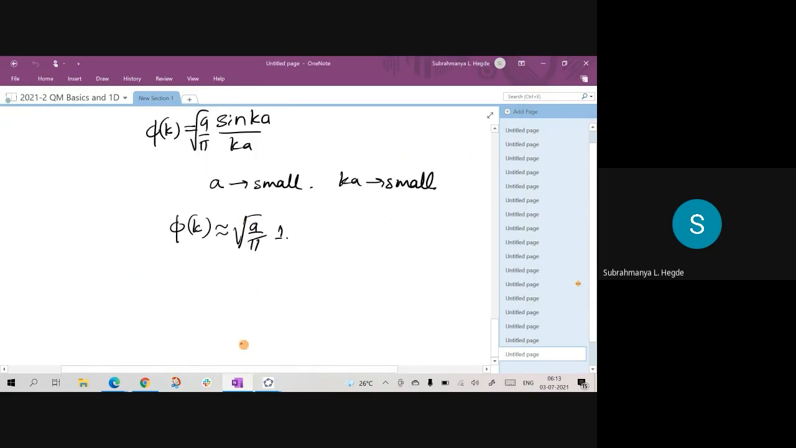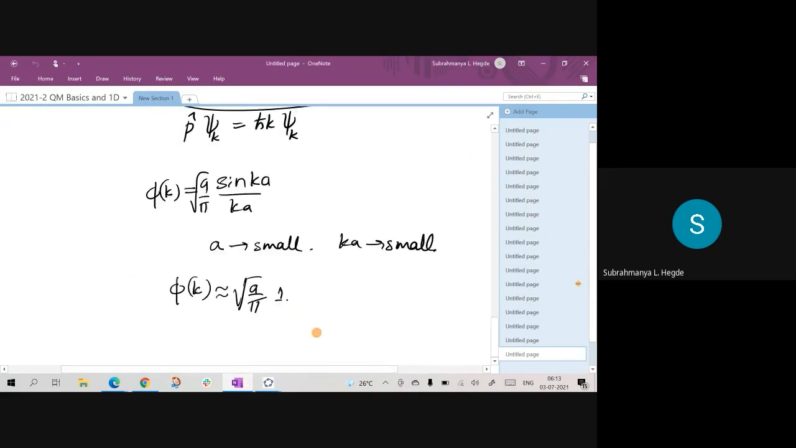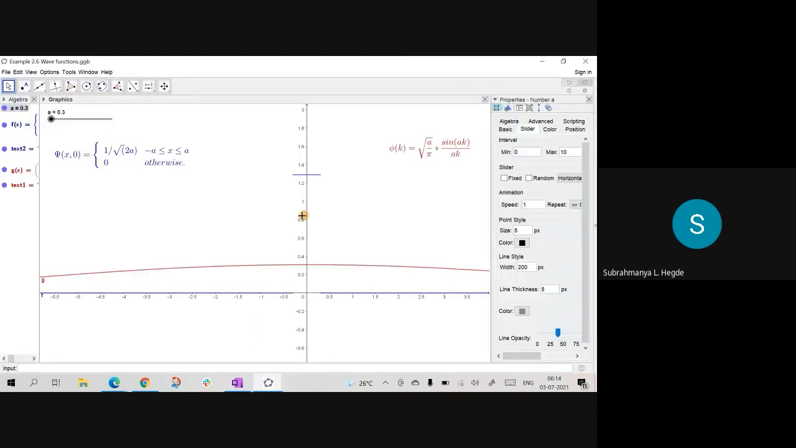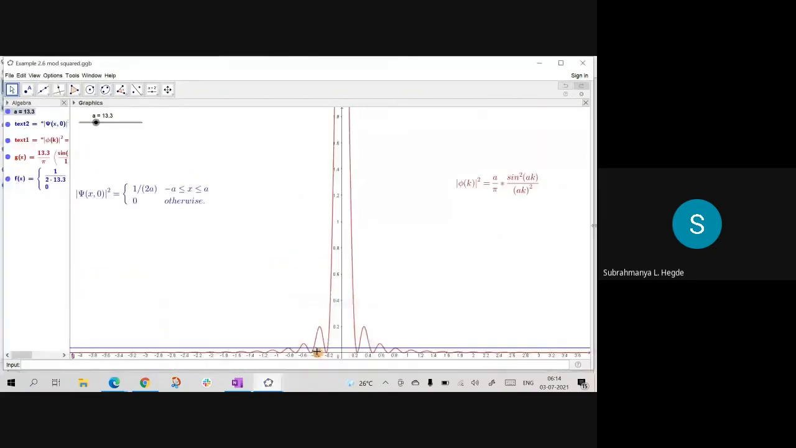Here you can talk about mathematics, isn't it? When A is very small, sine theta by theta, theta is very small, that's nearly equal to 1. That's why it is root of A by pi. Since A is very small, the height of the graph is low, isn't it? Figure out. So similarly, when A is very large, what would happen?